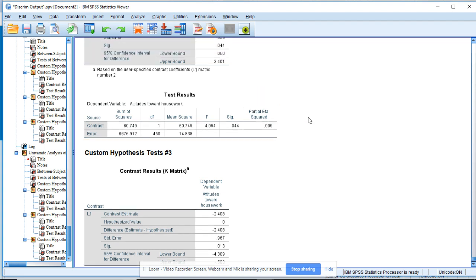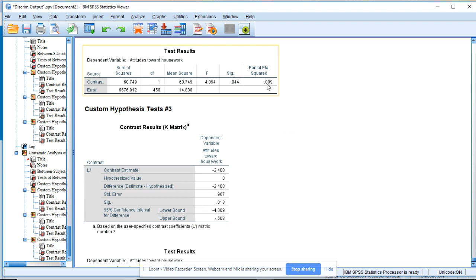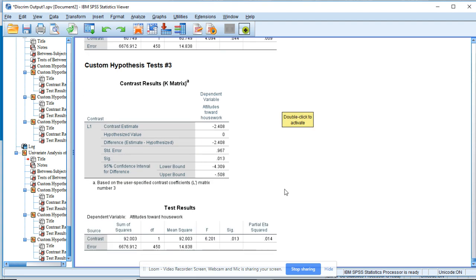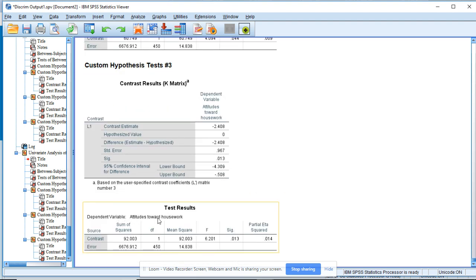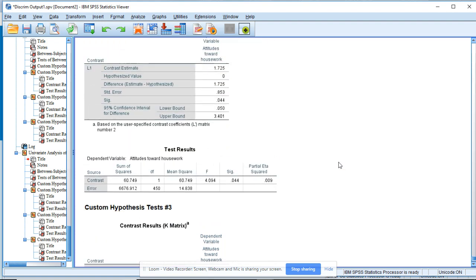And remember that you round to 2 decimal places, so it's 0.01 right here, and this also would be 0.01. So this one is looking at the dependent variable of the attitudes towards housework. Let's look in the book on that table, and the attitudes towards housework for, in this case, the dissatisfied women should be 0.01. Yes, that matches.